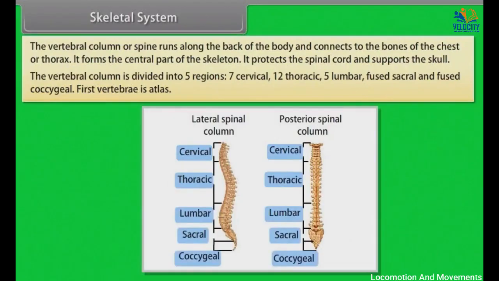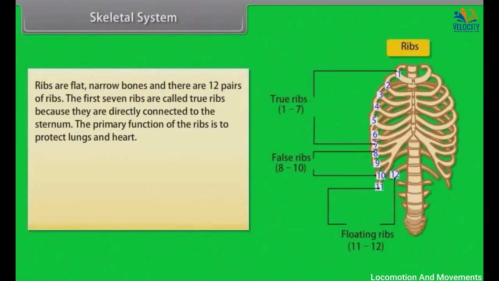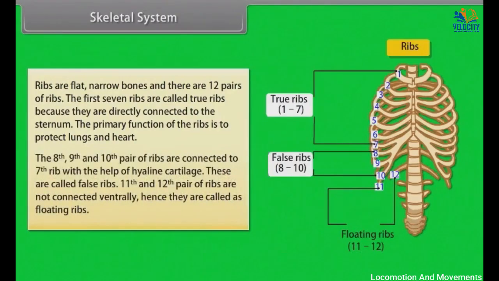First vertebra is atlas. Ribs are flat, narrow bones, and there are 12 pairs of ribs. The first 7 ribs are called true ribs because they are directly connected to the sternum. The primary function of the ribs is to protect lungs and heart. The 8th, 9th, and 10th pair of ribs are connected to the 7th rib with the help of hyaline cartilage. These are called false ribs. 11th and 12th pair of ribs are not connected ventrally. Hence they are called floating ribs.